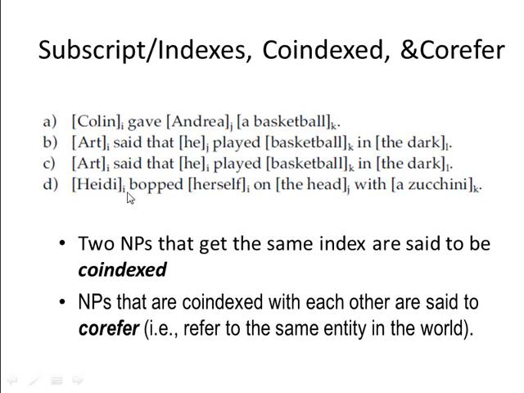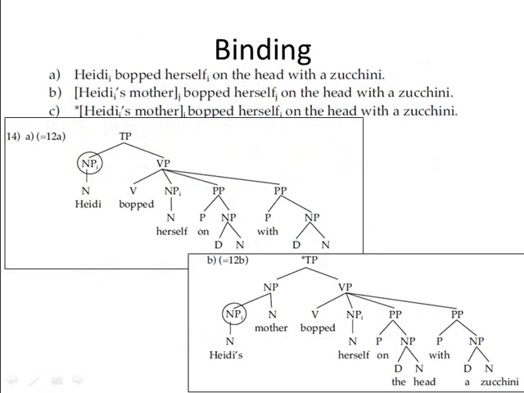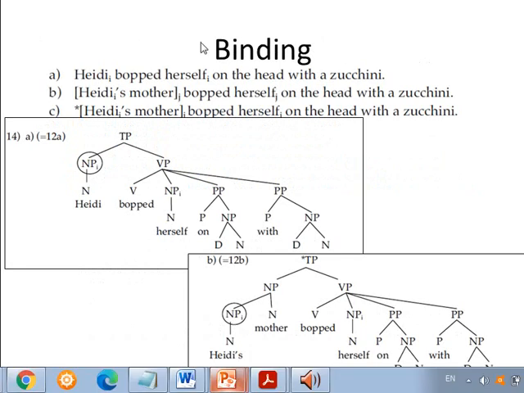Now, if two noun phrases have the same index, they are called co-indexes. Jadi kalau dua noun phrase memiliki indeks yang sama, itu disebut co-indexes. If noun phrases are co-indexes, they are said to co-refer. Jadi noun phrase yang co-index tadi disebut sebagai co-refer or refer to the same thing, refer to the same entity in the world. Okay, so now you know subscript, index, co-index, and co-refer. Okay, let's continue now.